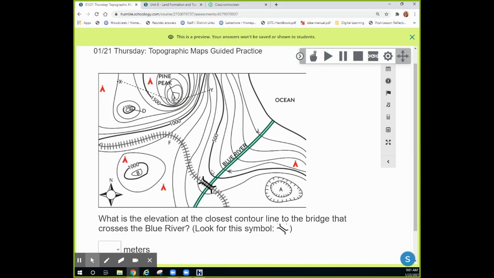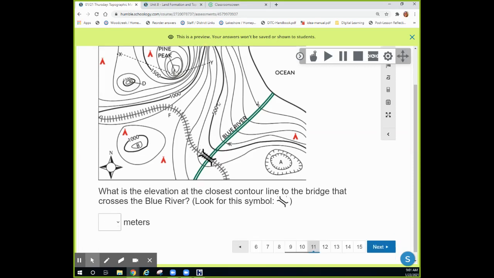Now we just have to determine what the elevation is. So our index says 500. Our interval is 100. So that means that it is increasing in elevation by 100 meters from this index contour to the very next line. So this entire line has an elevation of 600 meters. Okay, and all I did was add 100 to my index contour because elevation is increasing this way. So you have 600 meters.